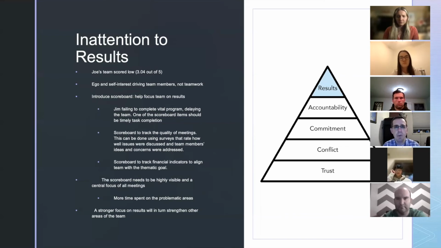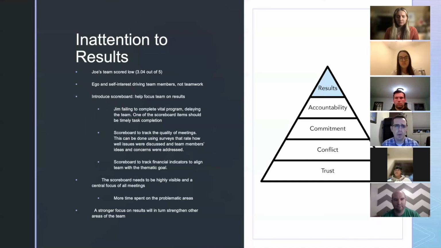And the main problem with results, as evidenced by our conversation and through the survey results of your team, is the struggle of individual members to place the needs of the team above their own. Egos are often the driving force and not teamwork. Therefore, team results, or the actual output of the team, what the end goal is, don't matter as much.